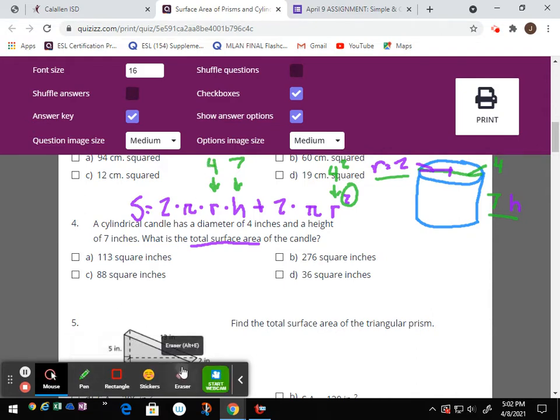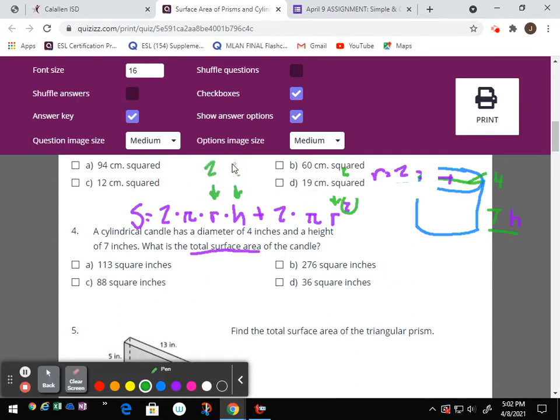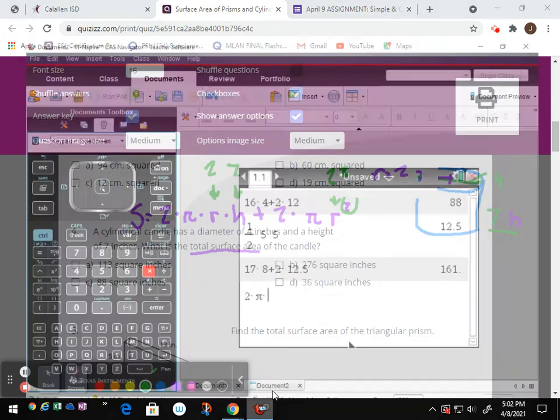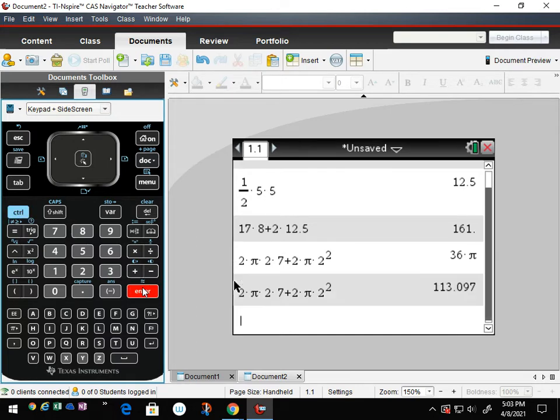Let me go back. Our radius is 2, okay? Our radius is 2 and our height is 7. So we have 2 squared right here. So 2 times pi times 2 times 7 plus 2 times pi times 2 squared, which we get to be 113 if we round to the nearest tenth.